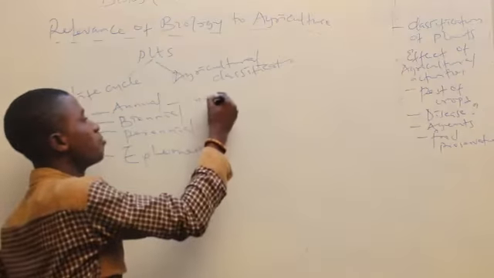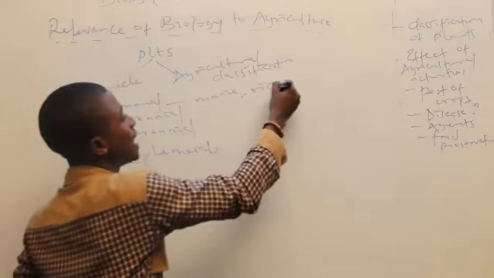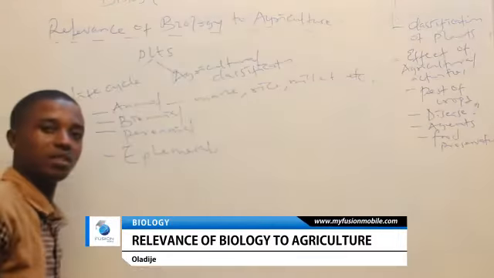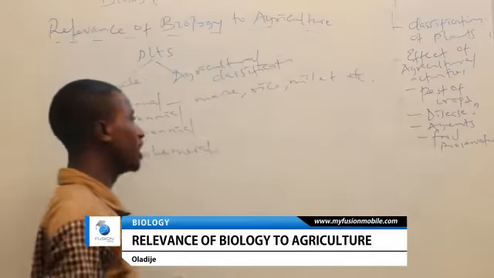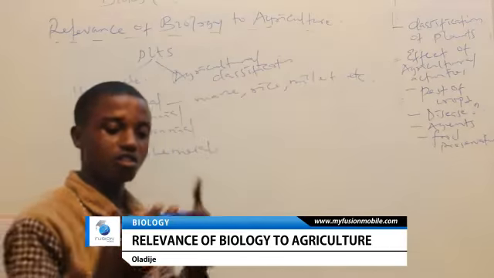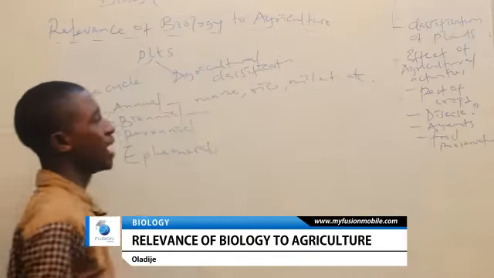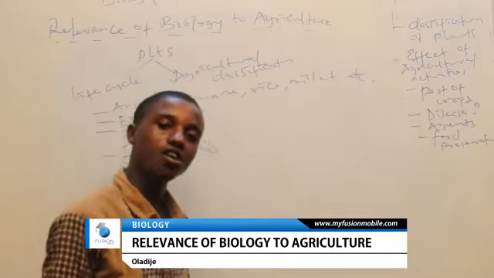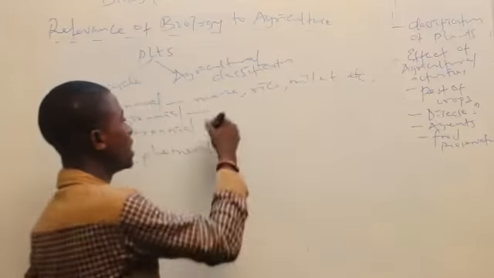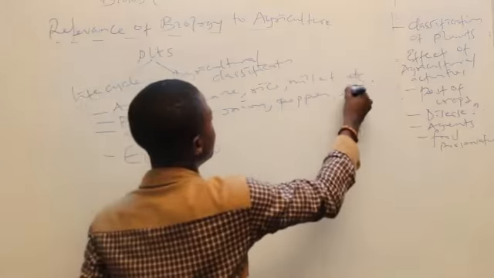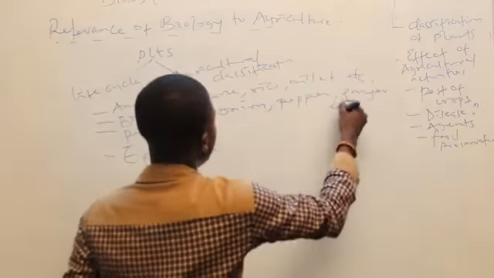A very good example is your maize, your rice, your millet, etc. They grow and mature within 1 year. They undergo horticultural maturity and physiological maturity in a particular year. While the biennial crops grow and mature within 2 years. Examples are your onion, your pepper, your ginger, etc.